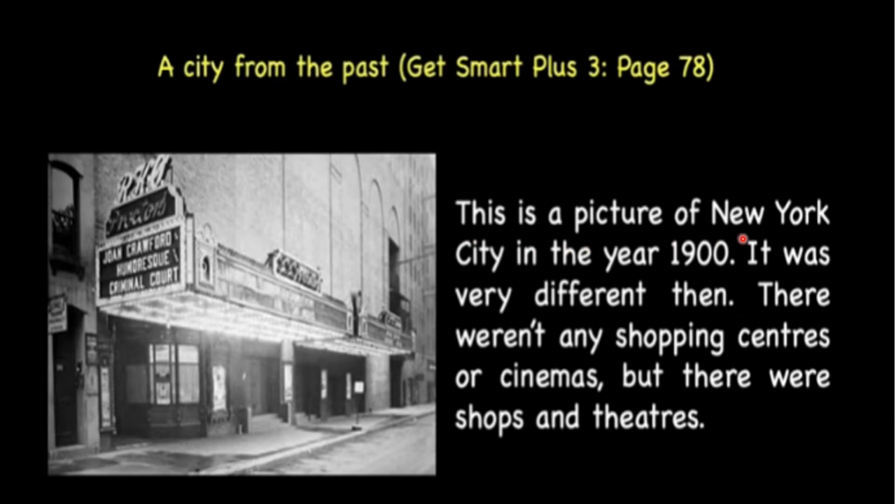This is a picture of New York City in the year 1900. Okay, inilah gambar picture of New York City, bandar New York pada tahun 1900. It was very different then. Okay, ia sangat berbeza ketika itu. Different, berbeza. Then, ketika itu, there weren't any shopping centers or cinemas, but there were shops and theaters. Okay, di sana tidak ada sebarang shopping centers or cinemas, but tetapi terdapat shops and theaters. Pada masa tu tak ada shopping centers or cinemas, tapi yang ada shops and theaters.